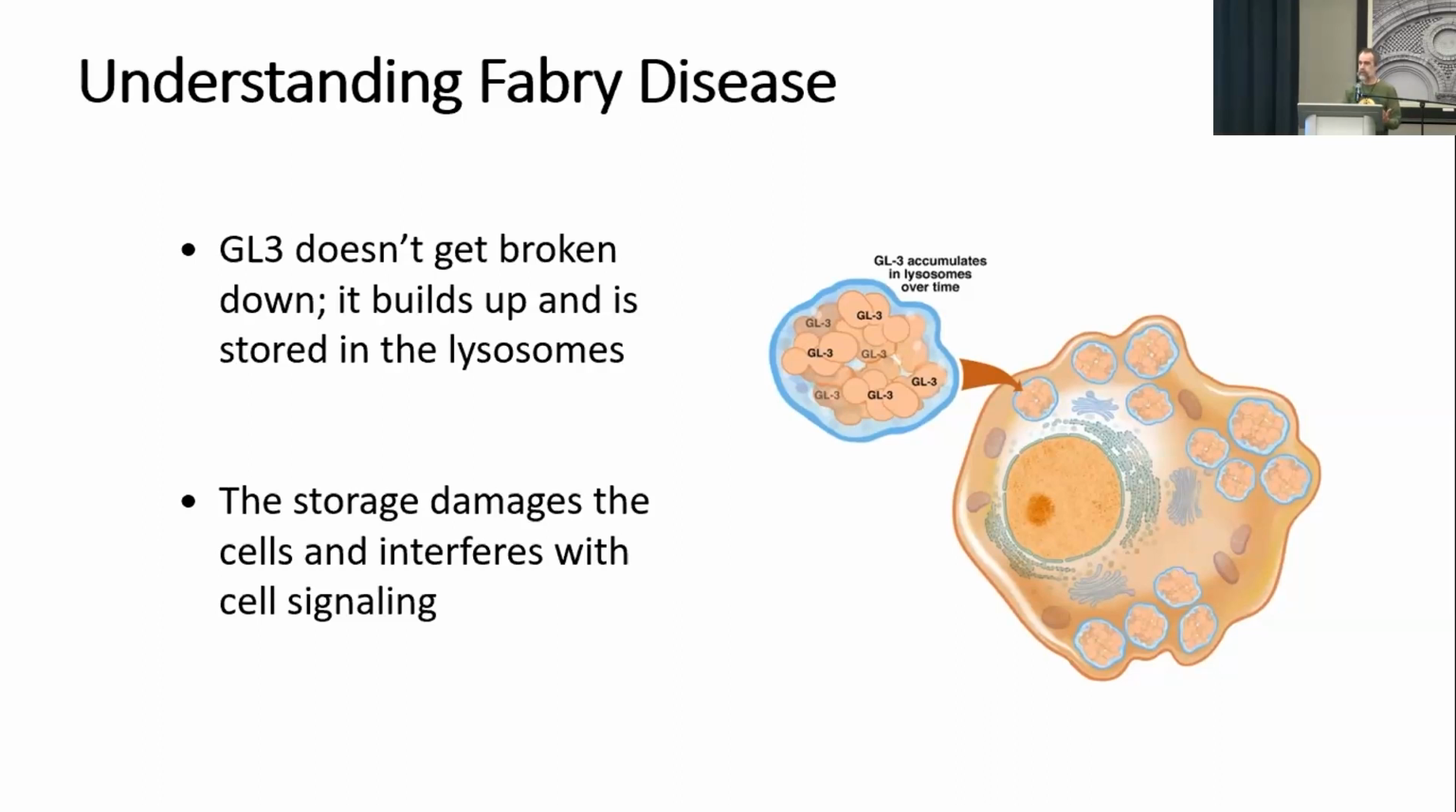But the cell signaling is also very important in the cause of Fabry disease. So it's not as simple as if you make the cells look more normal, then everything's going to be okay. We have to control both the cell signaling abnormalities and the distension of the cells.